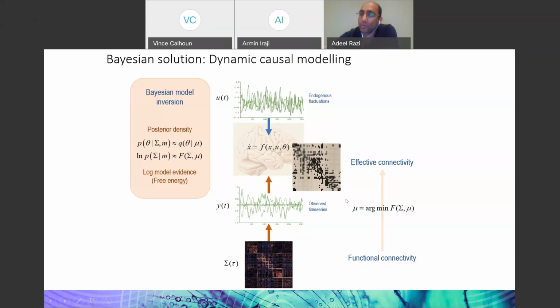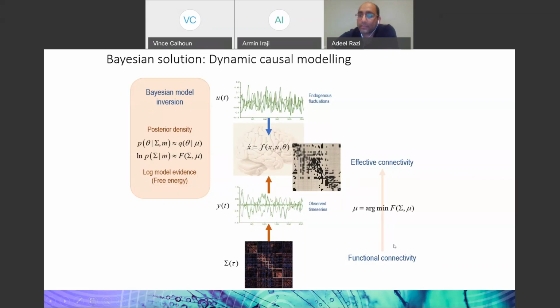And this is what we are trying to do using functional connectivity or some other data features, which are second order statistics, like a covariance function, representing functional connectivity itself. We use this as a data feature, and then we try to infer the effective connectivity, these parameters theta. And this process of going from functional connectivity, from consequences back to causes, is what we call model inversion, or in this case, because everything will be done in a Bayesian framework, Bayesian model inversion.